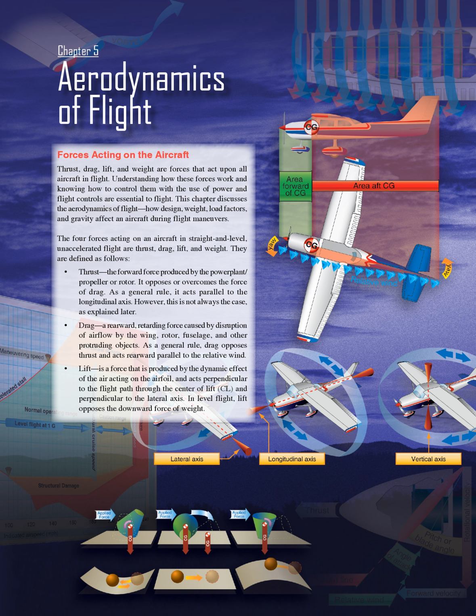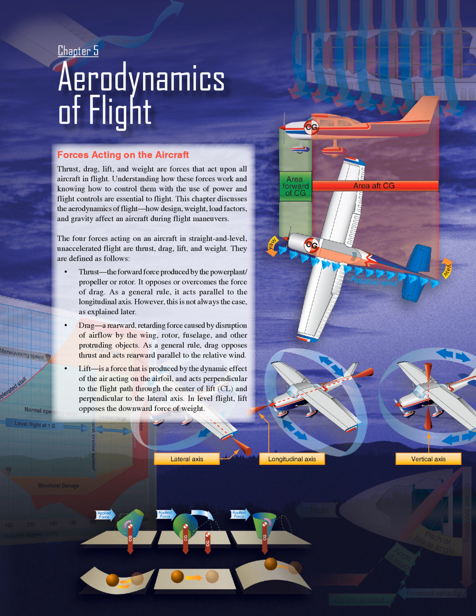during flight maneuvers. The four forces acting on an aircraft in straight and level, unaccelerated flight are thrust, drag, lift, and weight. They are defined as follows. Thrust, the forward force produced by the powerplant/propeller or rotor. It opposes or overcomes the force of drag. As a general rule, it acts parallel to the longitudinal axis. However, this is not always the case, as explained later.